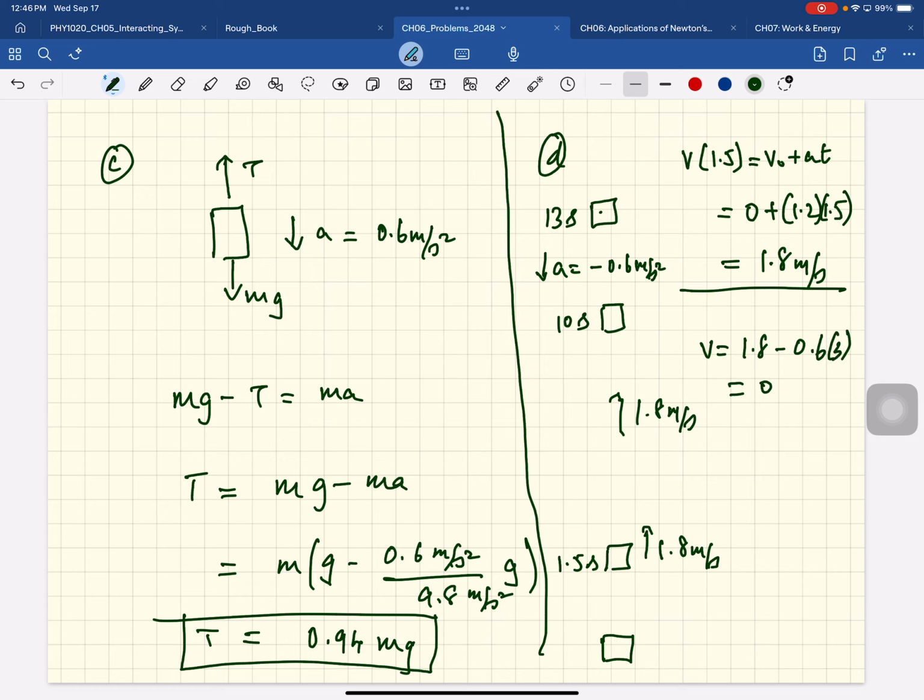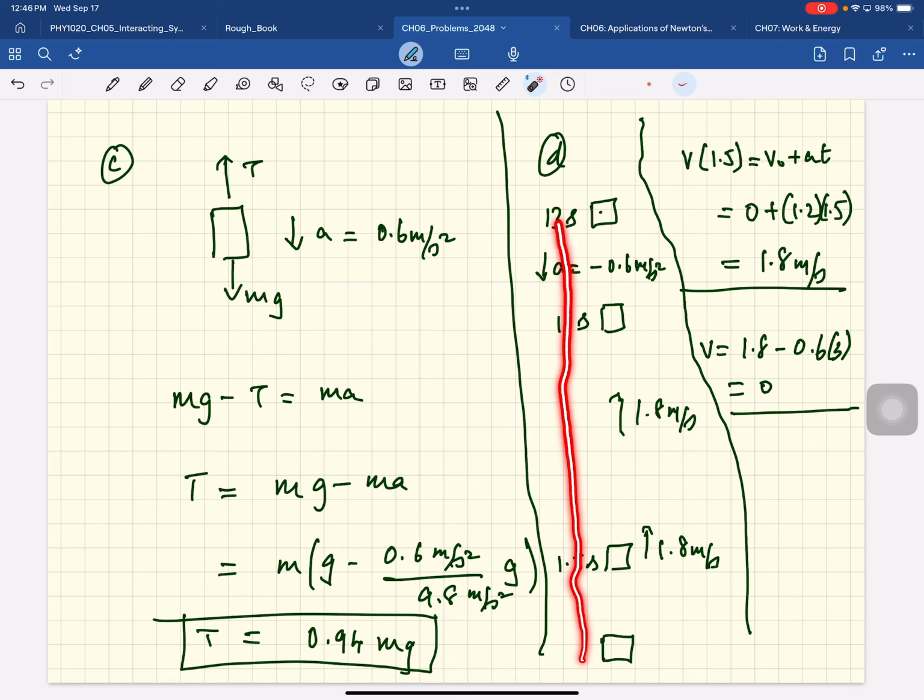And so it does come to rest. So what we have done is, after 1.5 seconds it was going at 1.8 meters per second, and then it came to rest at that point. Now what we want to do is calculate all these distances. So we'll calculate this distance while it's accelerating, then we'll calculate this distance while it's moving at constant velocity, and then calculate this distance again while it's accelerating.